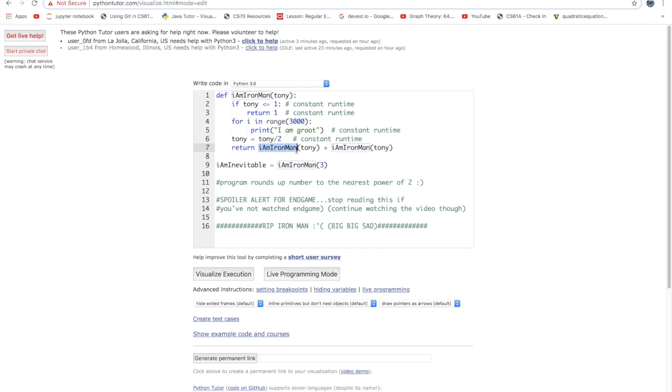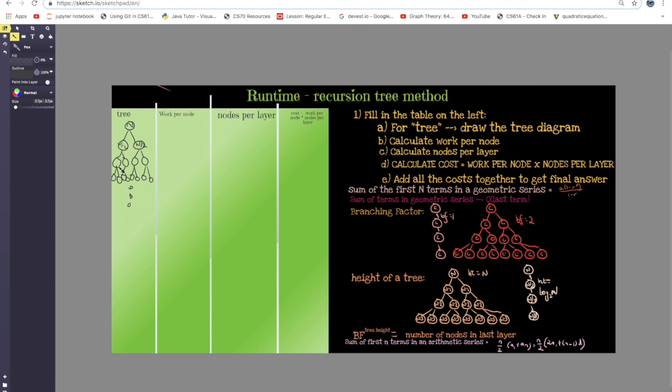and we're going to call I am Iron Man on the new n. So that's going to just be n by 4. This n by 4, n by 4, n by 4, n by 4, and this is going to be n by 8, and so on and so forth. All of these are n by 8. Okay, and this is just our input into the method.